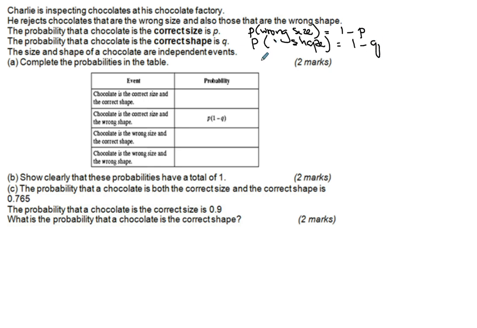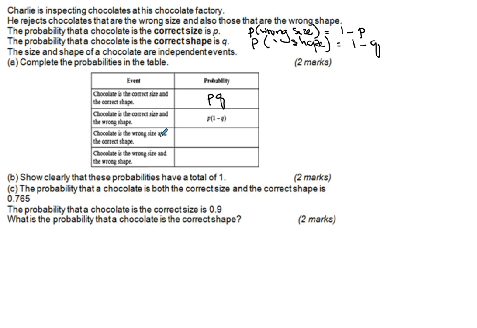It helps to prepare as you're reading it, because I'm sure we're going to need that. The size and shape of the chocolate are independent events. Complete the probability. So the chocolate is the correct size and the correct shape. So it's like the correct size followed by the correct shape. So then you just know it's the probability of the correct size followed by the probability it's the correct shape. So it's that easy. Don't let letters confuse you.